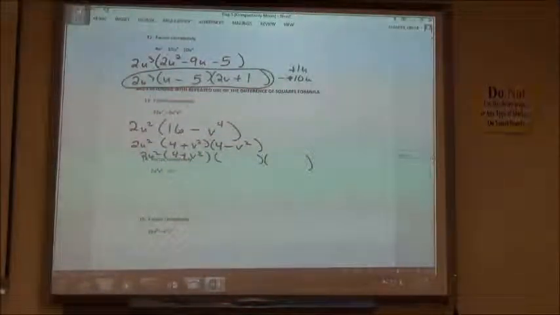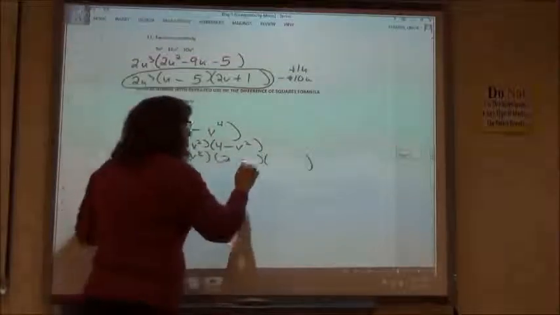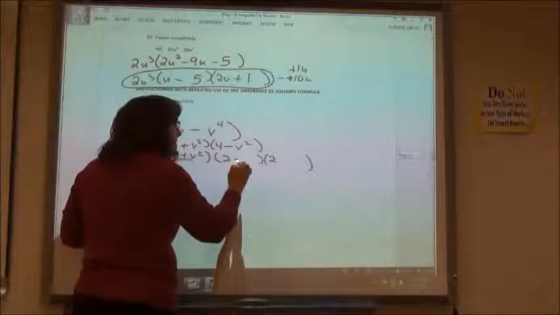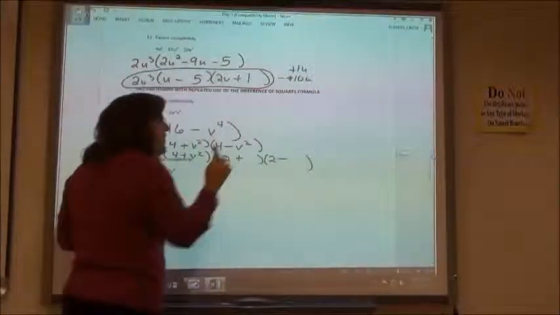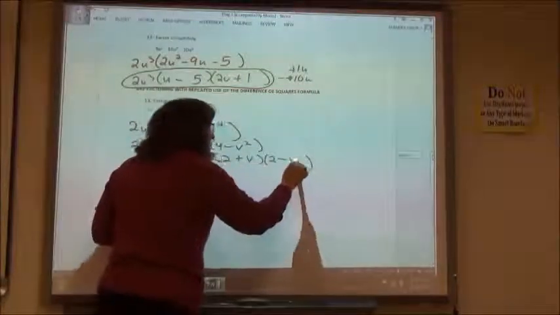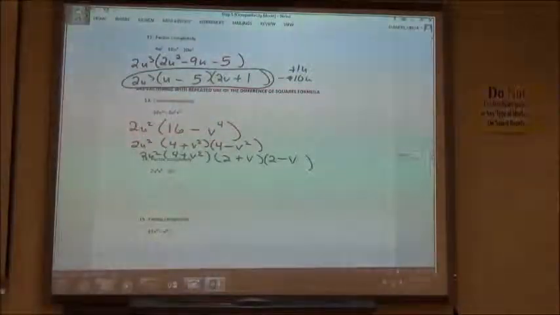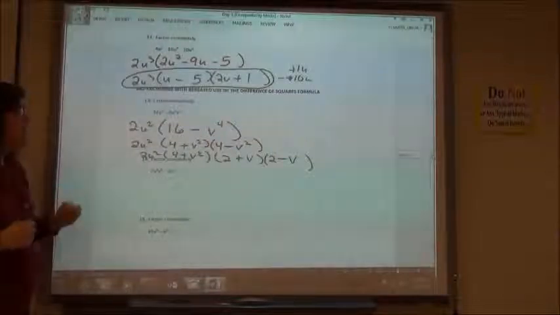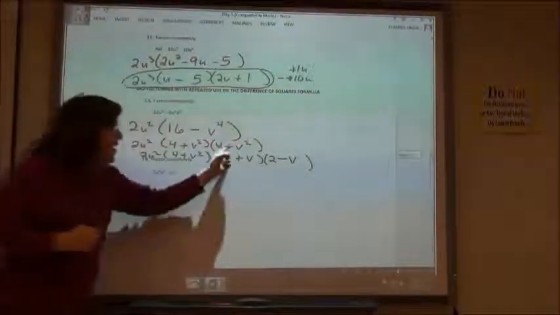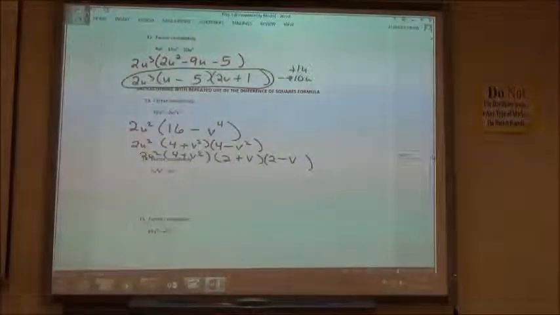The factors of 4, 2 and 2, my signs, positive and a negative, and the factors of v squared, v and v, right? Now I've got it factored completely. So all of these ones are pretty much going to follow these same steps, where you're going to have one with a squared with a plus sign that won't factor, and then one where we factored it all the way down. And all of that has to go in for your answer.